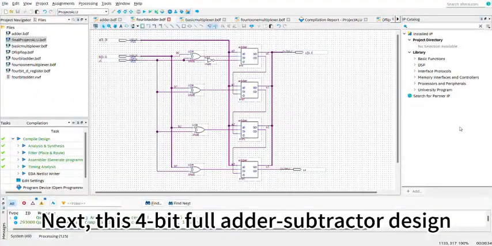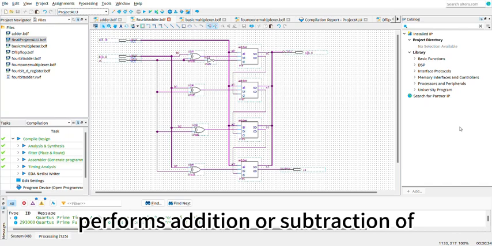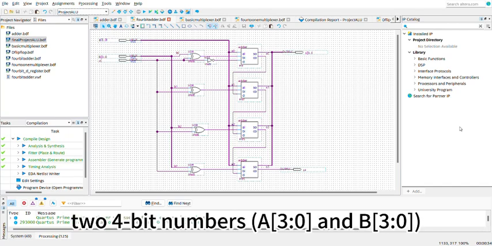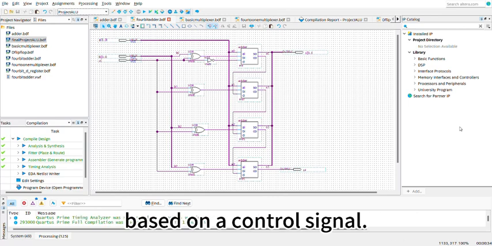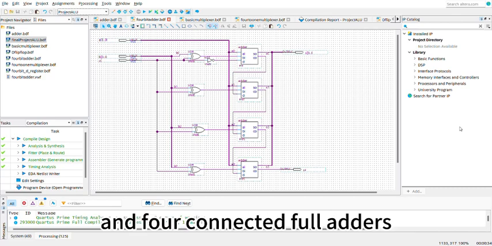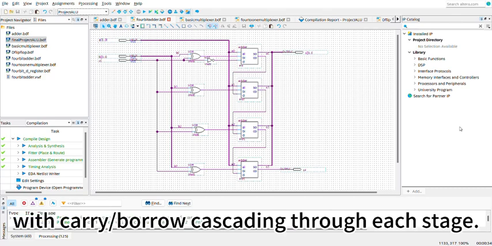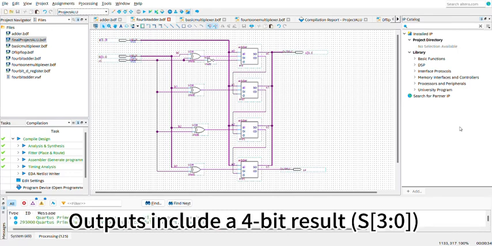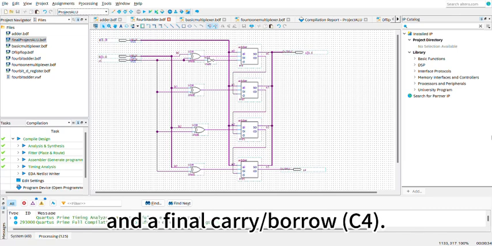Next, this 4-bit full adder and subtractor design performs addition or subtraction of two 4-bit numbers, which are A3 to 0 and B3 to 0, based on a control signal. XOR gates invert B for subtraction, and four connected full adders handle the operation with carry or borrow cascading through each stage. Outputs include a 4-bit result, which is S3 to 0, and a final carry or borrow.